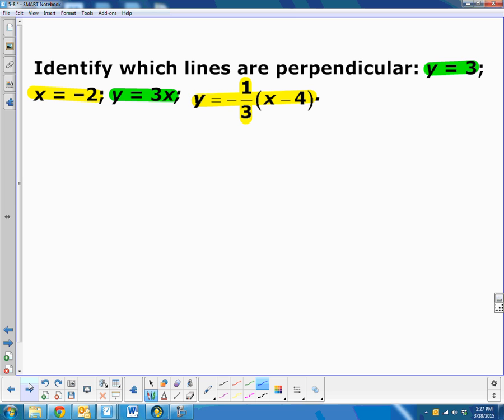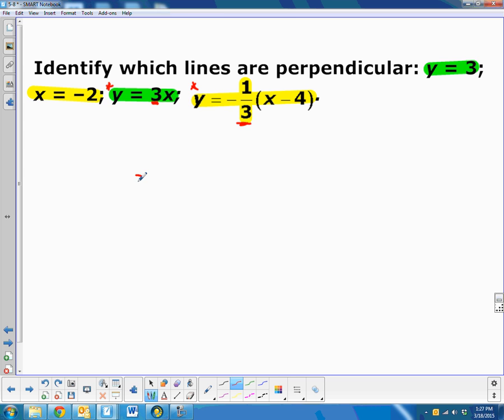Okay, so we're going to identify which lines are perpendicular. I'll start this one. If we're going to find the perpendicular slope, we want to look at the slopes. I'm going to start with maybe the third and the fourth problems here. So if we look at these two, let's look at the slopes. The slope is 3, and this slope is negative 1/3.